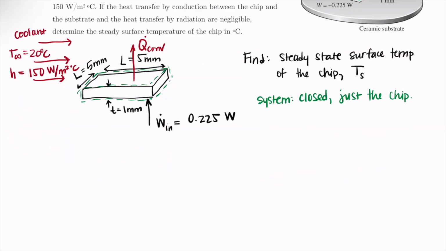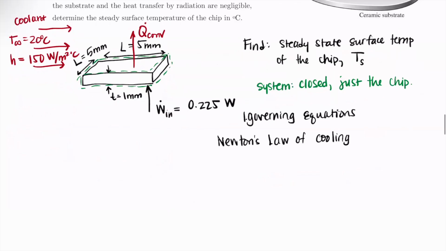Okay. Our governing equations are Newton's law of cooling. So we have that Q dot of convection is equal to H A Ts minus T infinity, right?